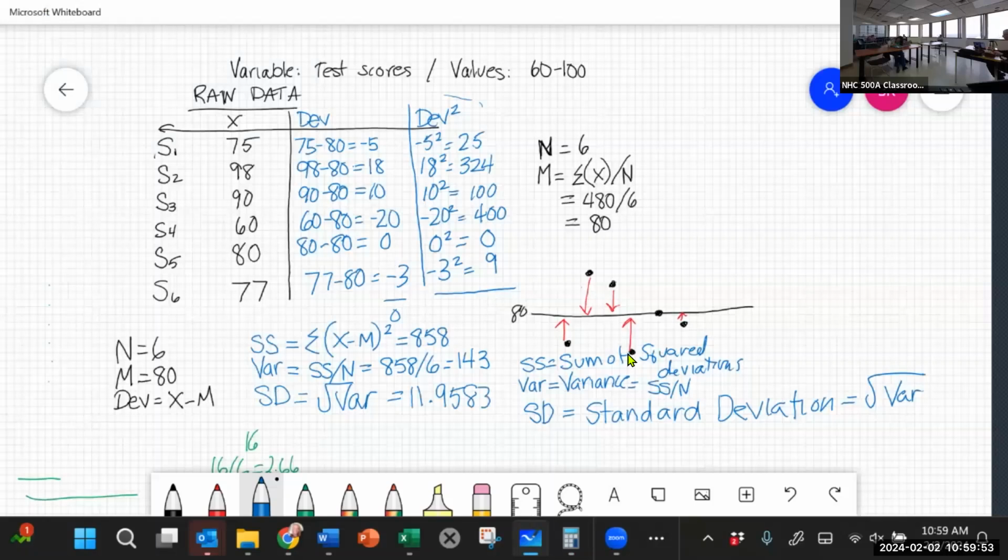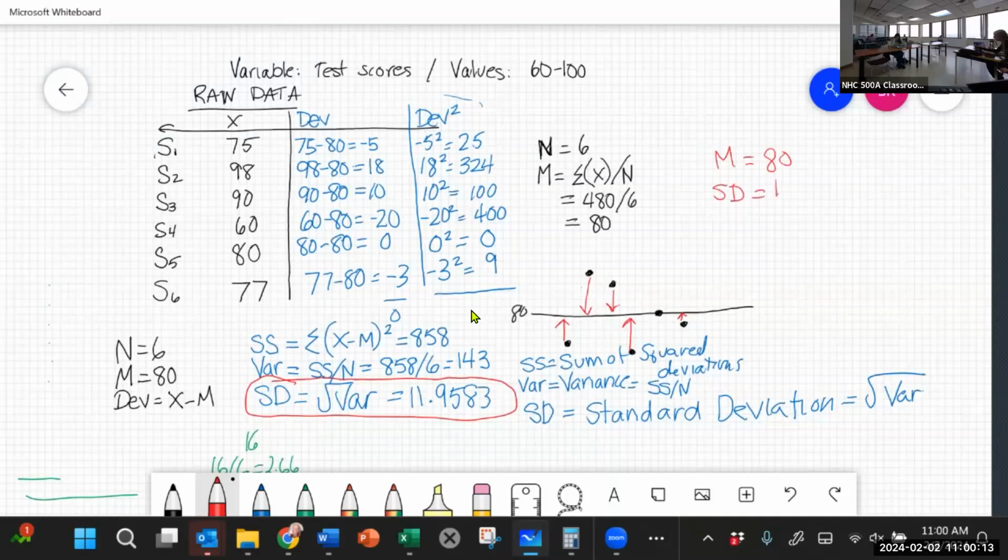Okay. That's our spread. Right here is the magic number that we did all this work to find out. So now we know for our measures of central tendency that our mean is 80, and that our standard deviation is 11.9583, and the standard deviation represents the distance of all those points from the mean.